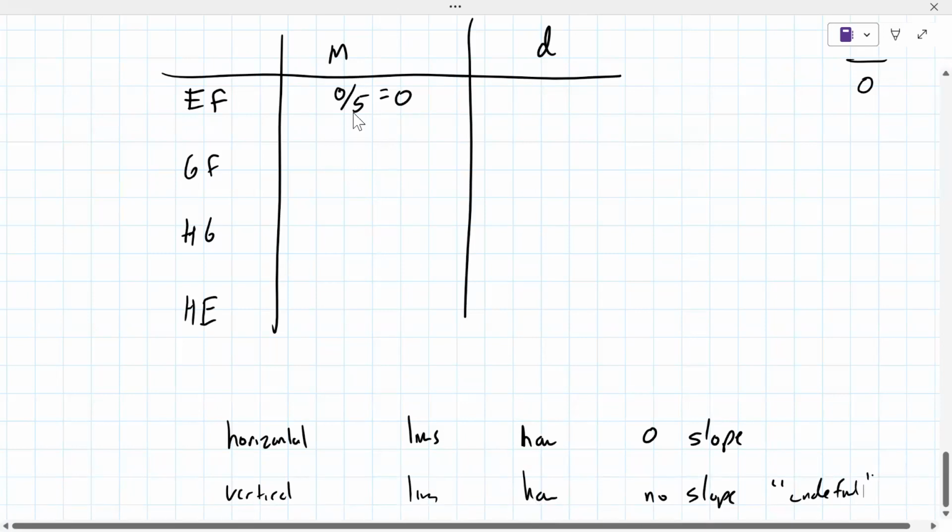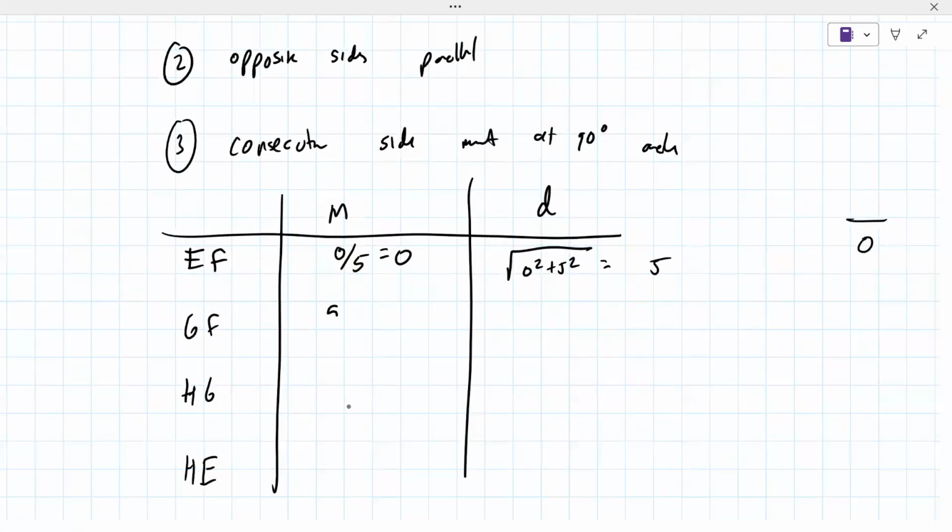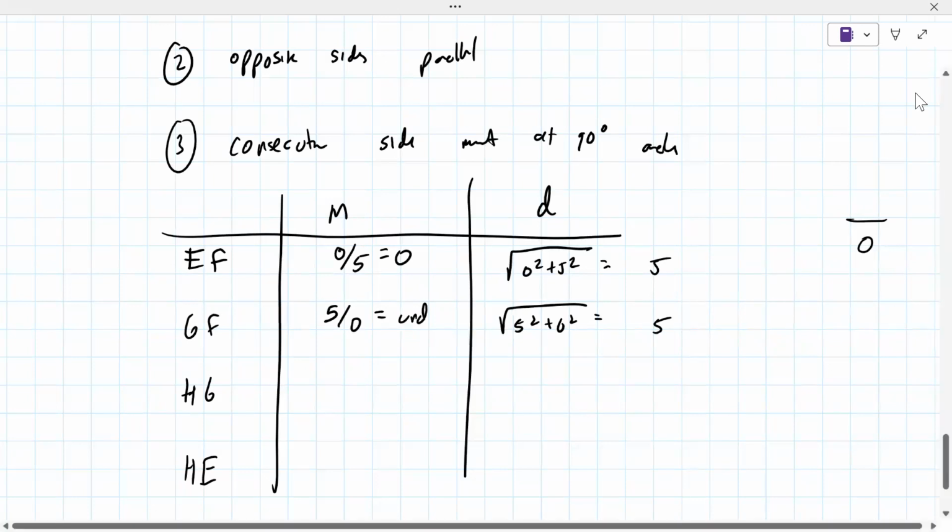And the reason you might keep these numbers is because then you can stay with the whole 0 squared plus 5 squared, which ends up being just 5. But that's up to you. Because like G to F, as you're about to find out, is 5 over 0, which is undefined. But then the distance is 5 squared plus 0 squared, which is 5. A square root of 25 is 5. So that's why we're simplifying. H to Z is 0/5, and then HE is 5/0.